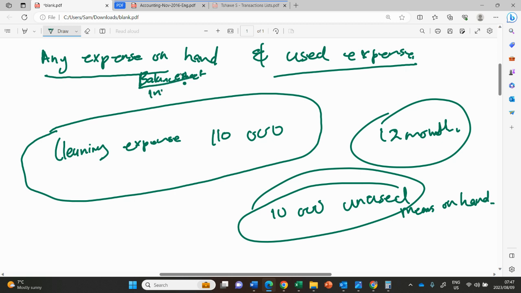Under inventory. Under inventory note. Then this one is the one that will go to the income statement, the used one. You take note of that. So it means the 100,000 here is used. The 10,000 is unused, to go to the inventory note.